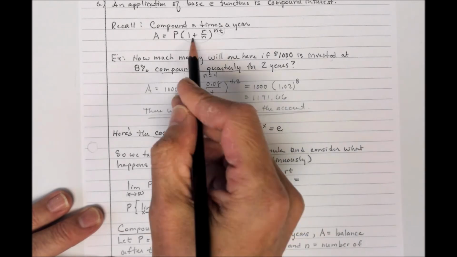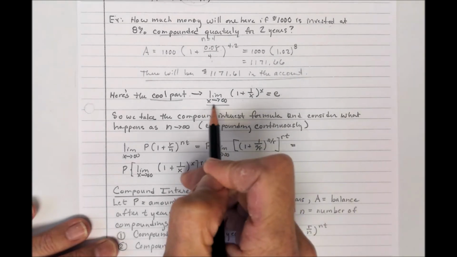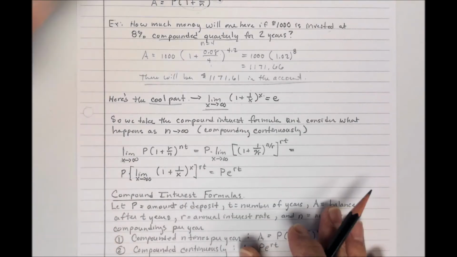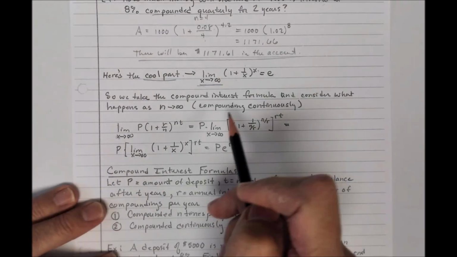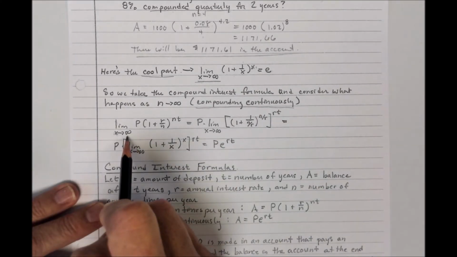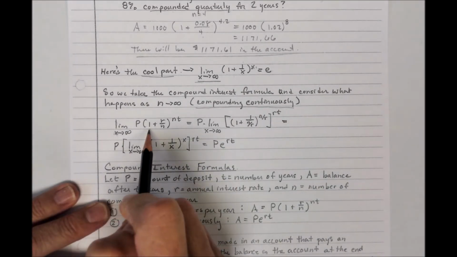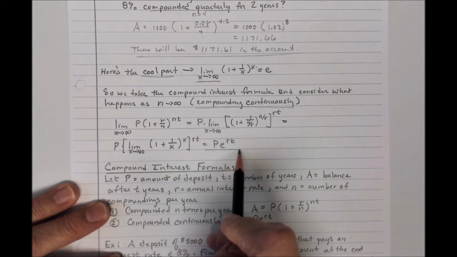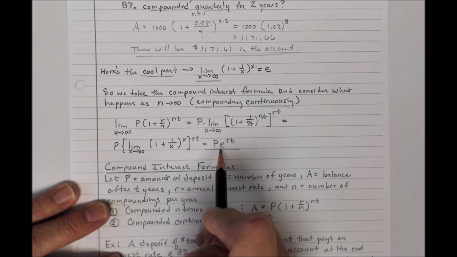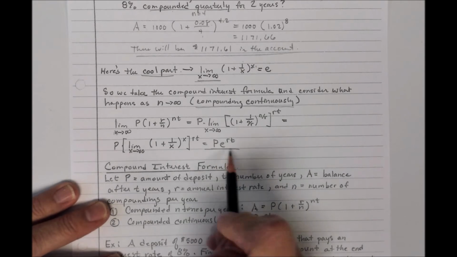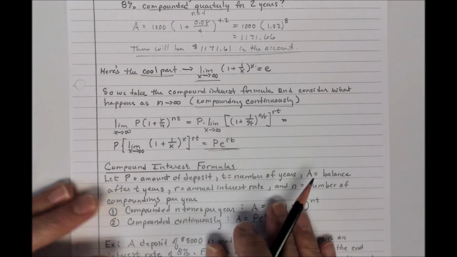So we take the compound formula and we let the number of times it's compounded a year, that's where the n is, here and here, get bigger and bigger and bigger to what we call continuous compounding, or compounding continuously. The limit as x goes to infinity of P times the quantity 1 plus r over n to the nt power turns out to equal PERT. P times e to the RT. Now you can go through the steps, and it's just some algebra, but this is the one that you're going to want to remember as well, because this is for continuous compounding.